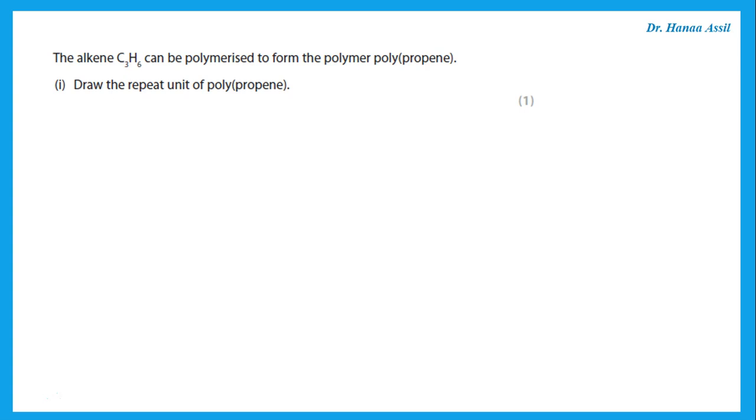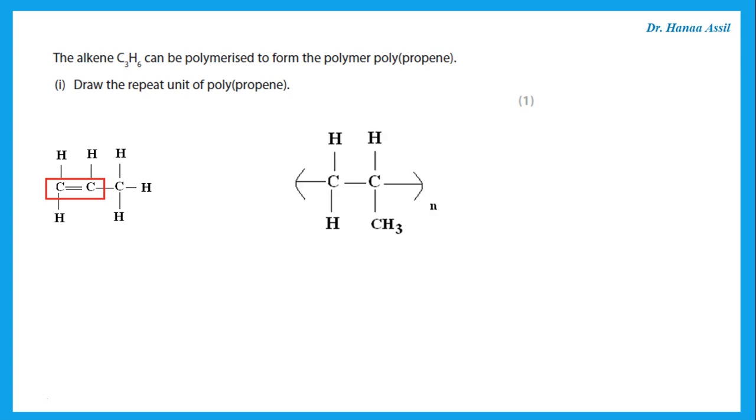The alkene C3H6 can be polymerized to form polypropene. Draw the repeat unit of polypropene. This is propene. And we said, how do we draw the polymer? We look at the two carbons that have the double bond. Write them with a single bond, the bond on the right, bond on the left, bracket n, to indicate that this is repeated n times.